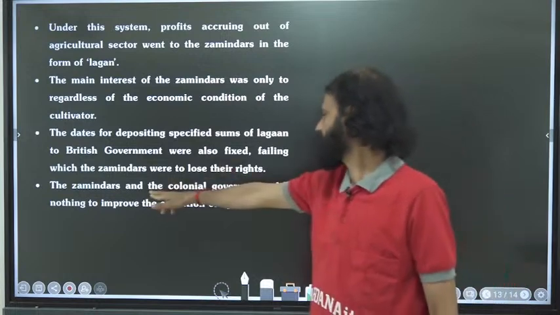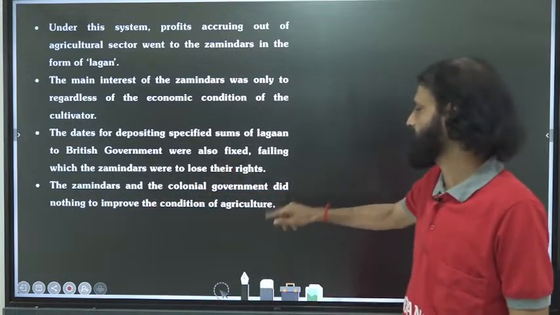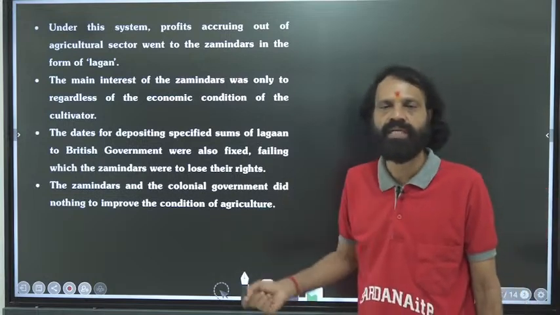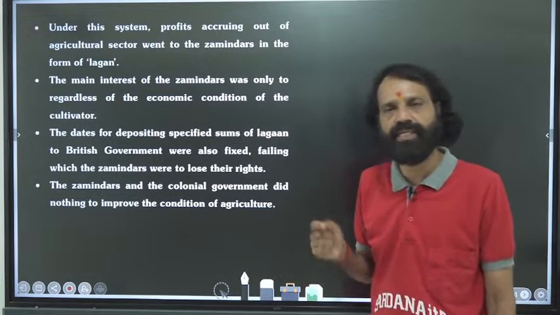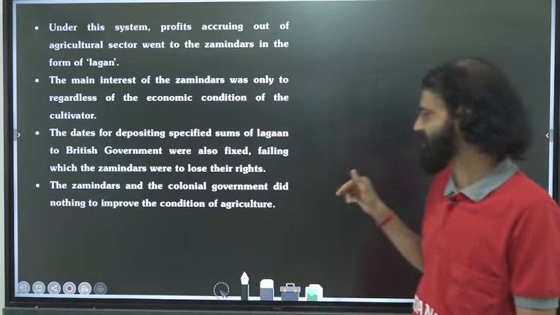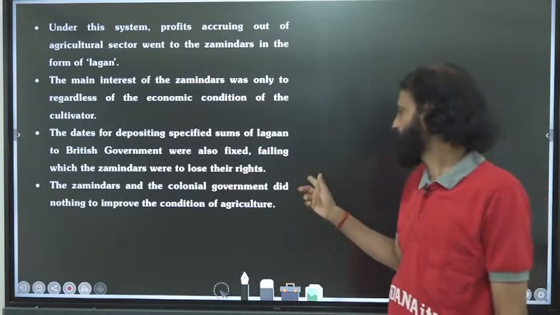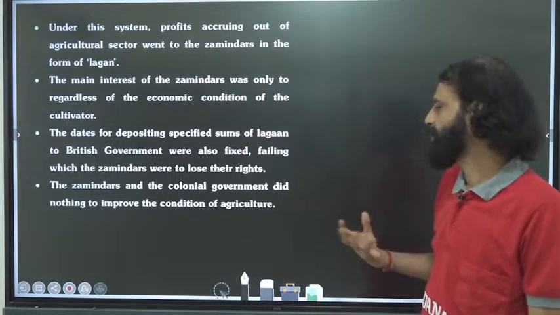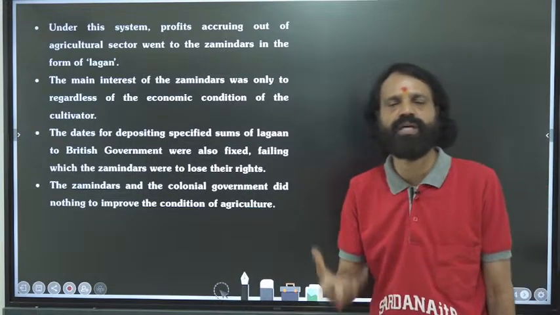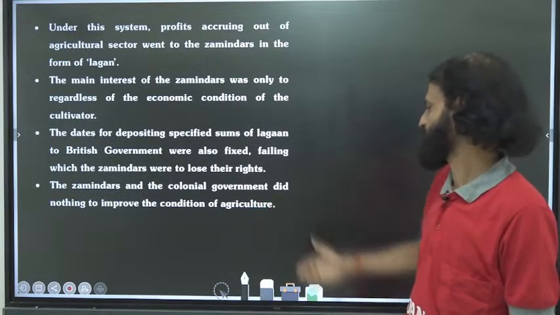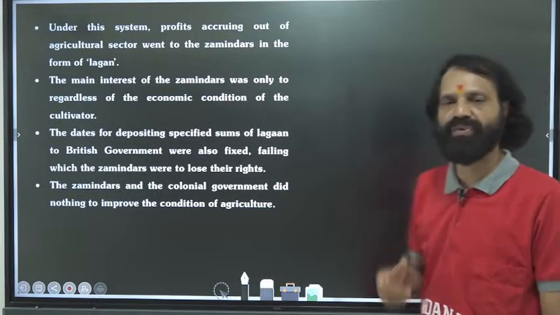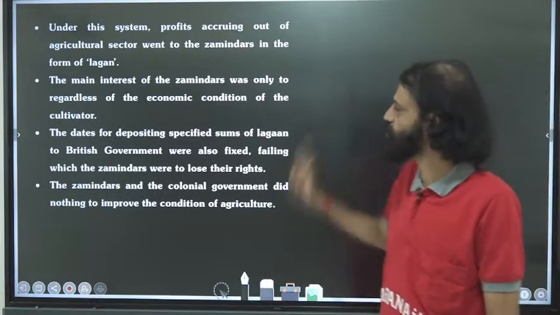The zamindars and the colonial government did nothing to improve the condition of agriculture. That is the point you need to remember. The zamindars and the British government forced the farmers to pay more taxes, and they didn't provide any improvement. They did nothing to improve agricultural production. They didn't support the farmers. You need to understand all these points.